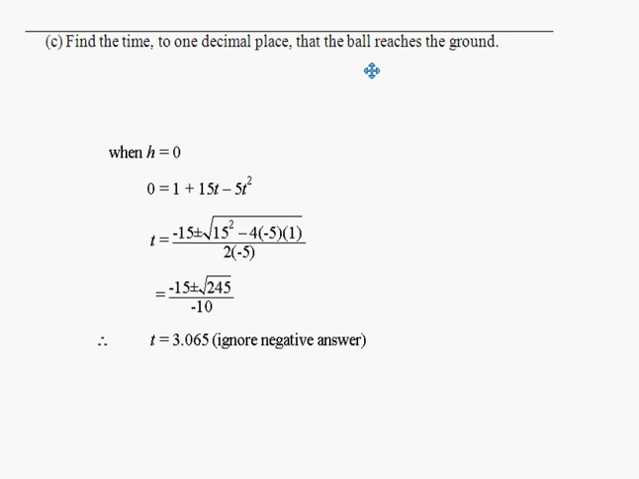Find the time, to one decimal place, that the ball reaches the ground. So when's the height equal to 0? So we substitute h being equal to 0. It's a quadratic equation. Technically we should get two solutions, but one's going to be negative, so ignore the negative answer there.